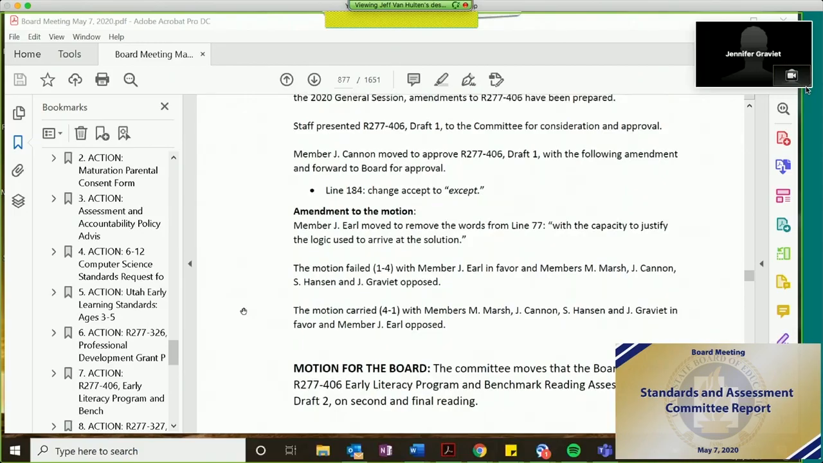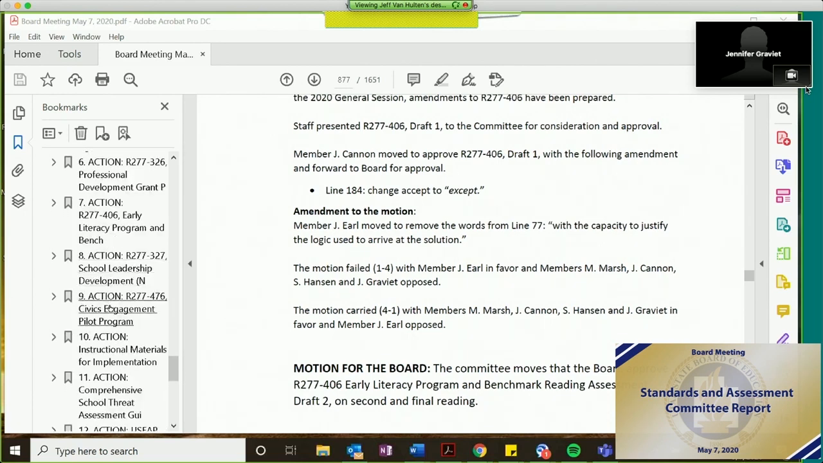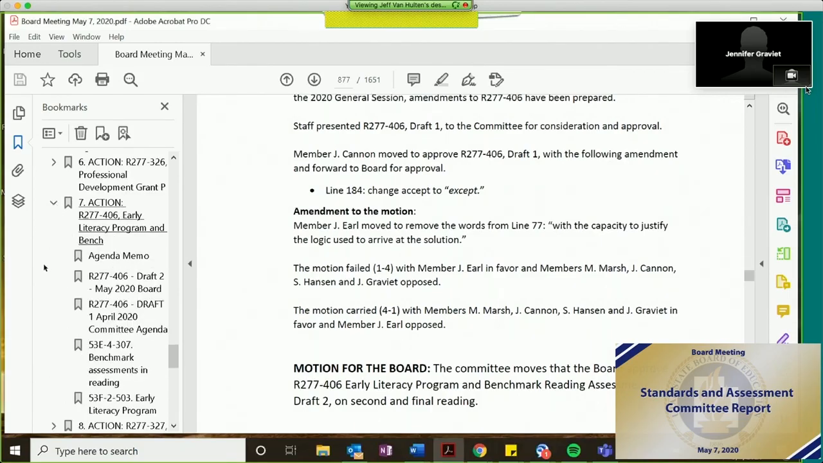Okay, the next item is 11.7, R277-406 Early Literacy Program and Benchmark Reading Assessment. This is an amendment. The committee moves that the board approve R277-406 Early Literacy Program and Benchmark Reading Assessment Draft 2 on second and final reading. Okay, the motion before the board is that the board approve R277-406 Early Literacy Program and Benchmark Reading Assessment Draft 2 on second and final reading. Discussion to the motion? Board Member Lear.